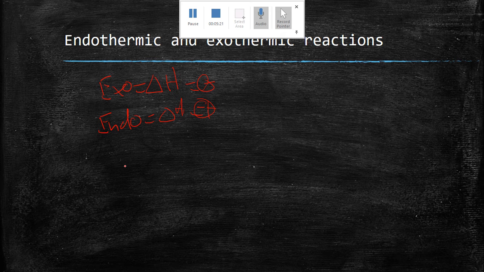Now, the way I like to think about this in order to get it straight every time I come across a reaction is I like to actually include heat in the reaction formula. So if I have A plus B goes to, let's say, C again.